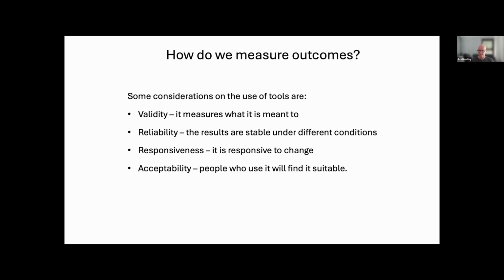Is it responsive to change? Is another thing, because as we said, if interventions are effective, we need to move along the outcomes in the way we're measuring and noting that, and be responsive to it. And is it acceptable to everybody? And that's really important, again, because it will determine in some ways how well it's adopted, and how well understood it is for everybody to use.